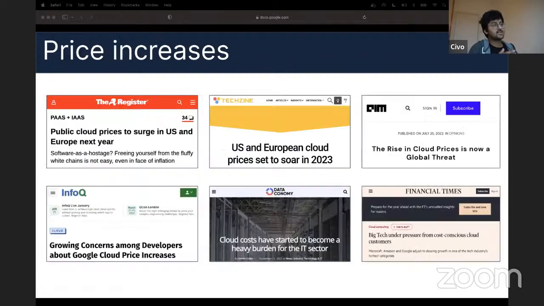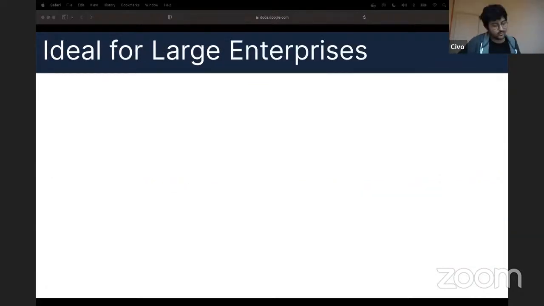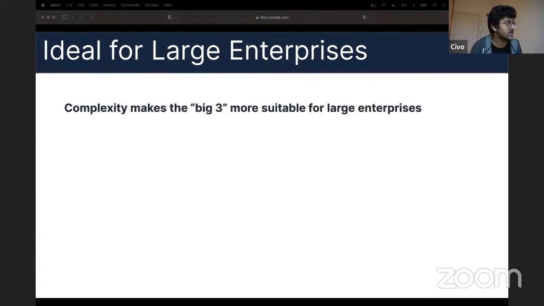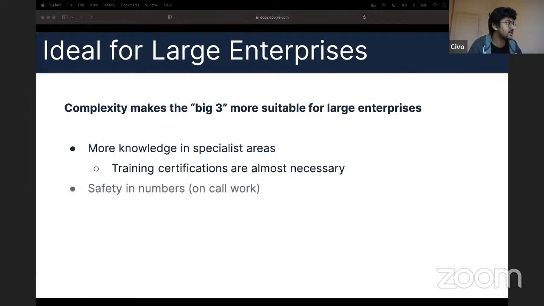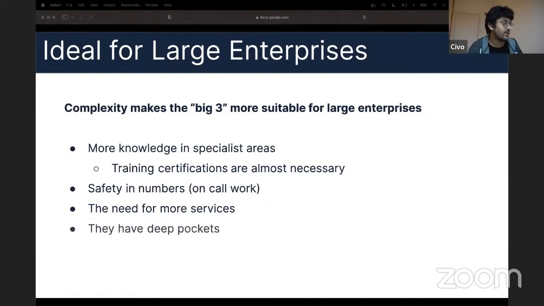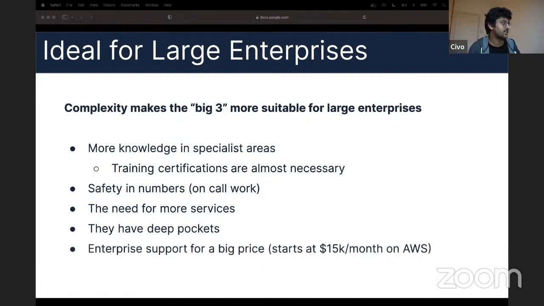And price increases. Recently, we saw a global wave of folks increasing prices. In the news recently, Linode increased their prices as well. And it's not like I'm saying don't go with it, because it's ideal for, let's say, large enterprises. So when we talk about whom it is suitable for, the big three or whatever, you have more knowledge in specialist areas, let's say training, certifications, safety numbers, on-call work, and the need for more services, because they have so many services, but not everyone needs those. If you have deep pockets, and if you need enterprise support, it comes with a big price. So that's one more thing.